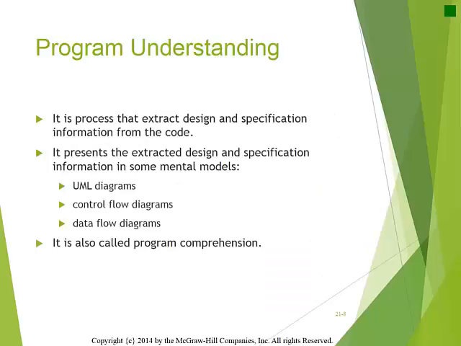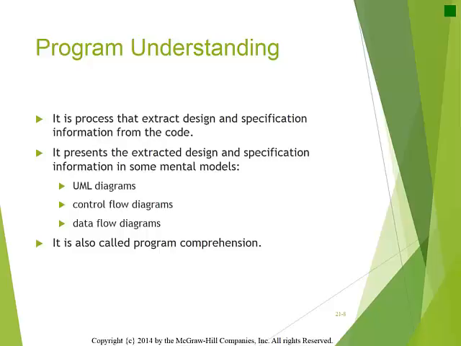To change a software system, the software engineer needs to understand the program. This is commonly referred to as program understanding or comprehension. It involves the process of extracting the design and specification artifacts from the code and representing them in a mental model. This process is the opposite of the development process, which begins with a problem statement and ends with the production of the software running in the target environment.